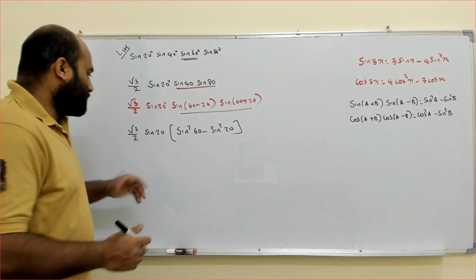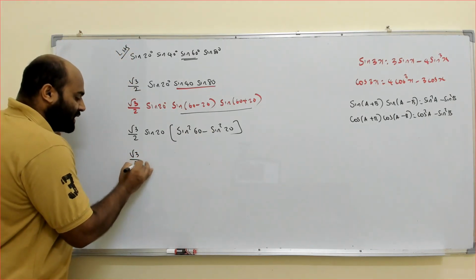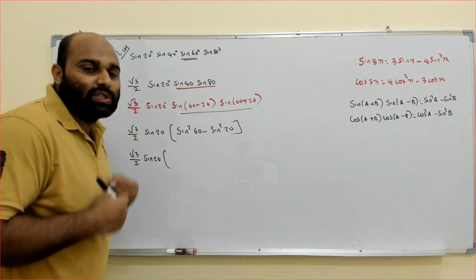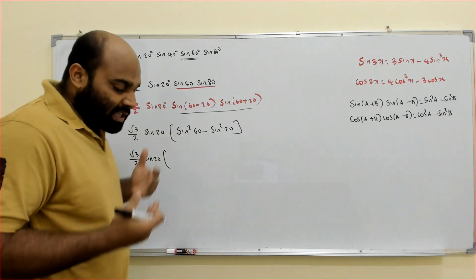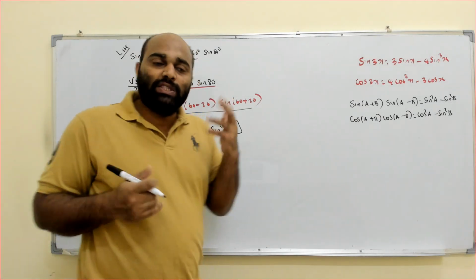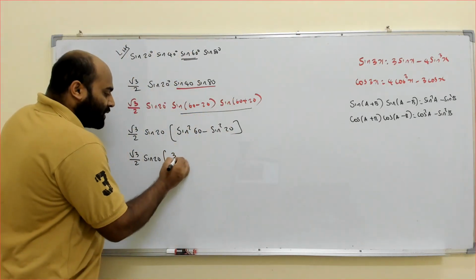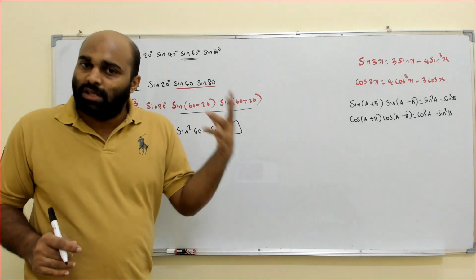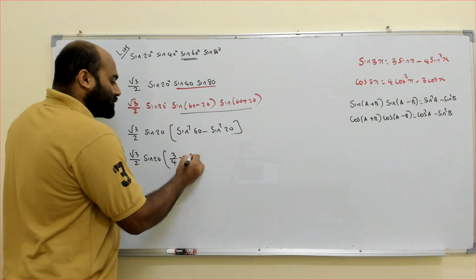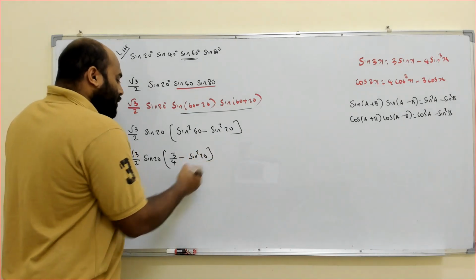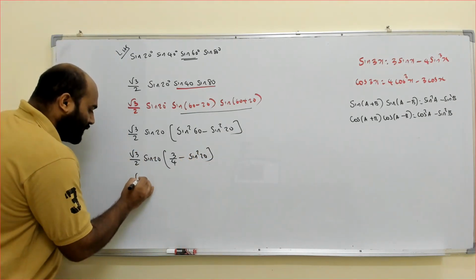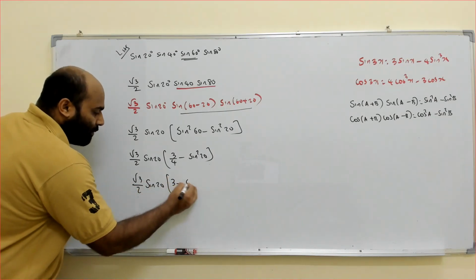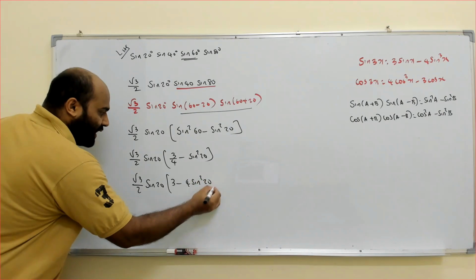Now after that, any known value is there? Yes. Sin 20 into, what is sin 60? Sin 60 is root 3 by 2, that square. Root 3 by 2, that square how much? 3 by 4. Is it? Because sin 60 is root 3 by 2, that square will be 3 by 4, minus sin square 20. Now you know, take LCM. So it will be root 3 by 2 sin 20 into 3 minus 4 sin square 20 divided by 4.